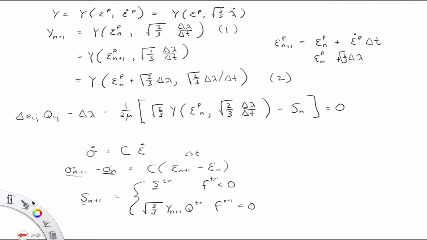Right? So basically, in words, that's just saying, remember, if f is less than 0, it's elastic. So your trial stress, which you evaluated with elasticity, is the deviatoric stress. Otherwise, it's this, where y at n plus 1 has been evaluated after solving for delta lambda. So you solve for delta lambda, then plug it back into y n plus 1, and then this is your new deviatoric stress. So then you can update the total stress.